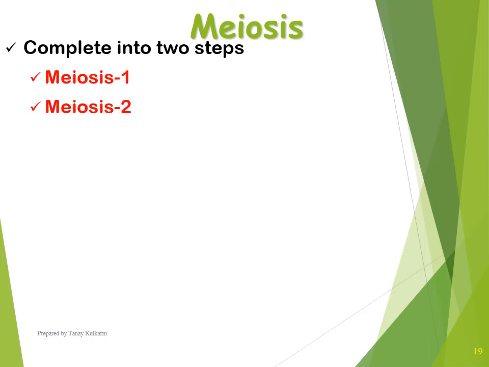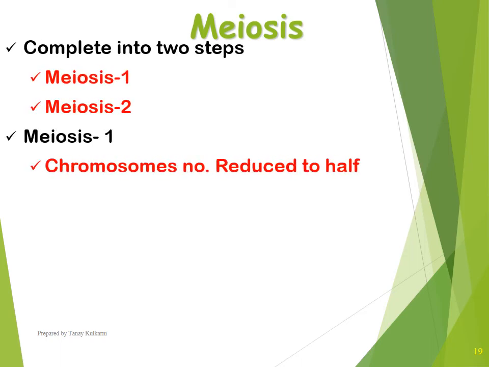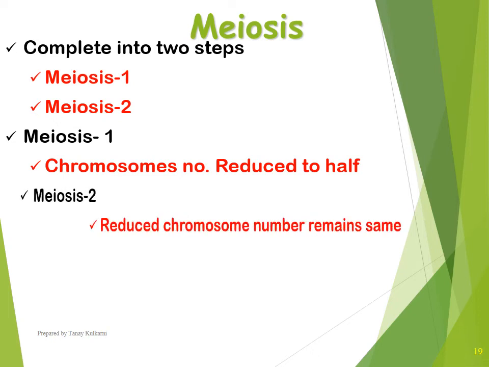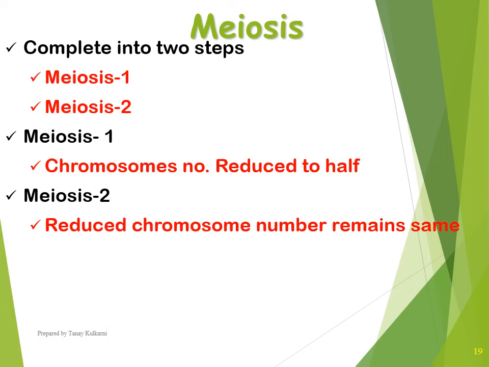It is completed in two steps, meiosis 1 and meiosis 2. In meiosis 1, the chromosome number is reduced to half, and in meiosis 2, the reduced number of chromosomes will remain the same. At the end of meiosis, always remember there is the formation of 4 cells. Okay, I'll show you this meiosis step with the help of a diagram, but remember this is just for your information.